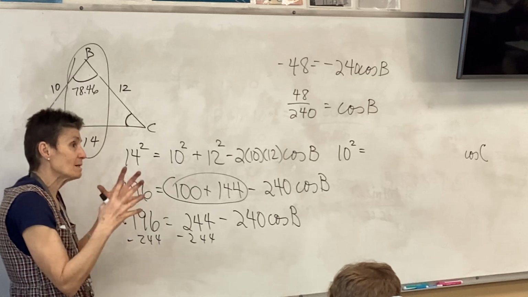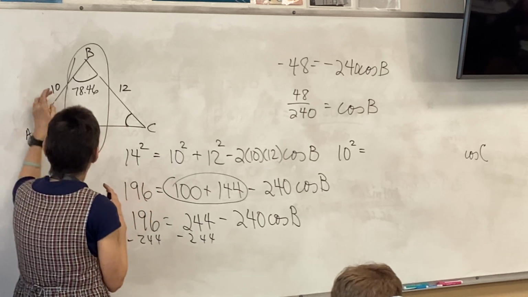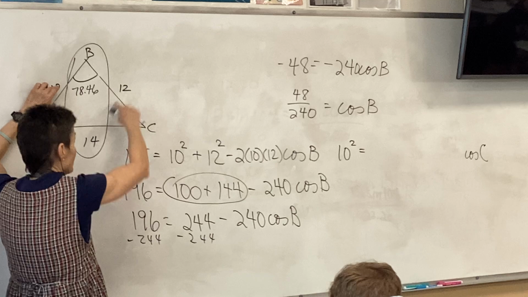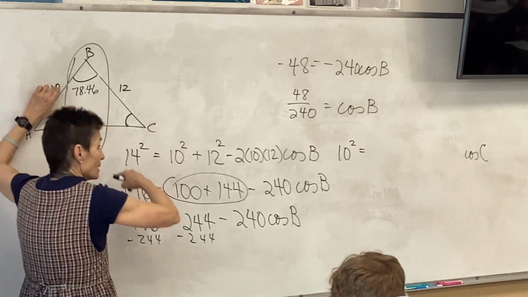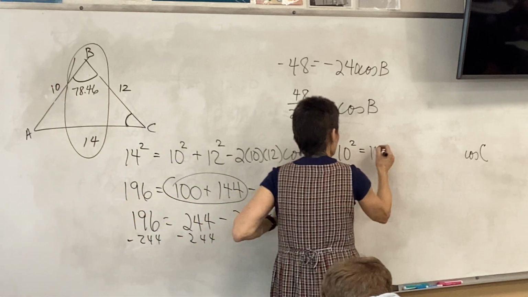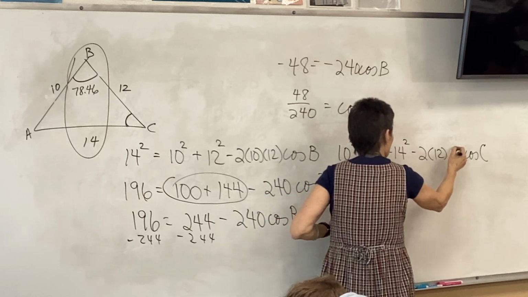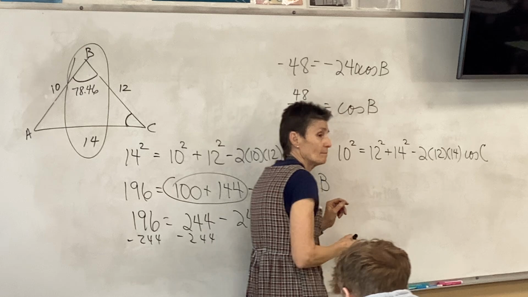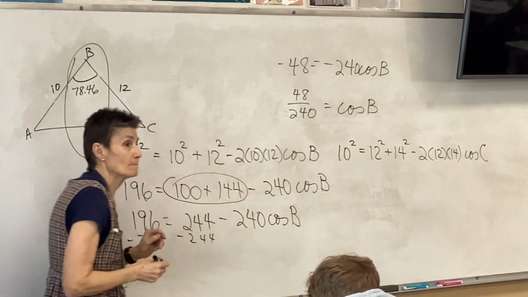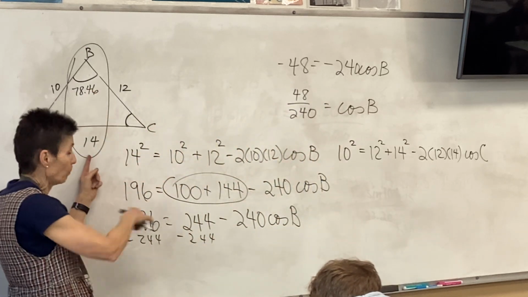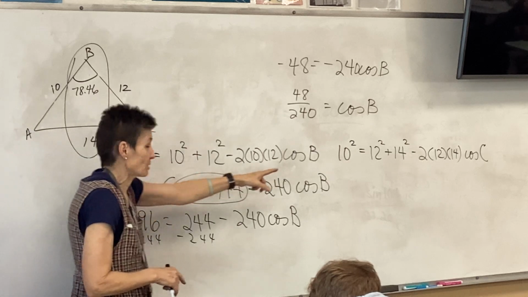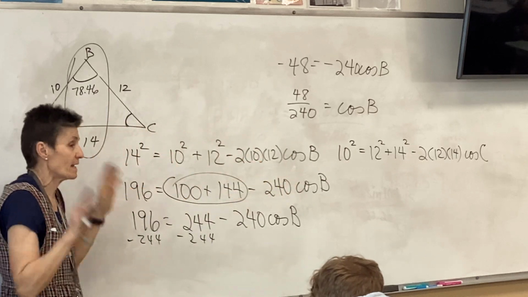And then what's going to be in the middle? Well, I got 10 squared, so these two are going to be the other ones. So 12 squared plus 14 squared minus 2 times 12 times 14. You said you can use sine though. Yep, once you do step one, you can do the law of sines. We're practicing another law of cosines. The answer will be the same.